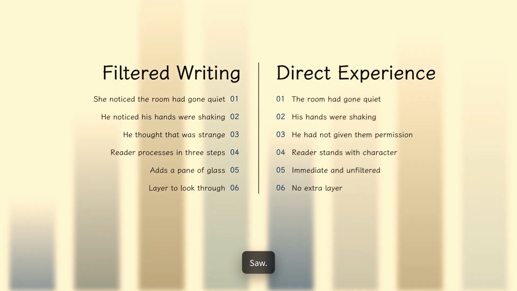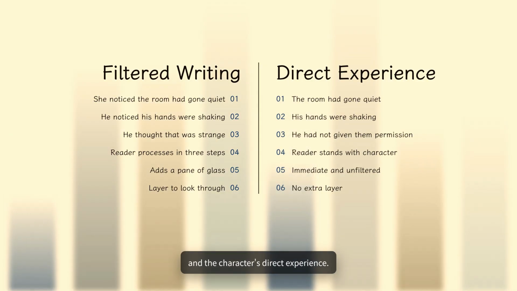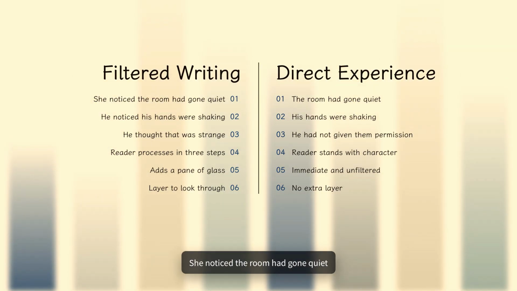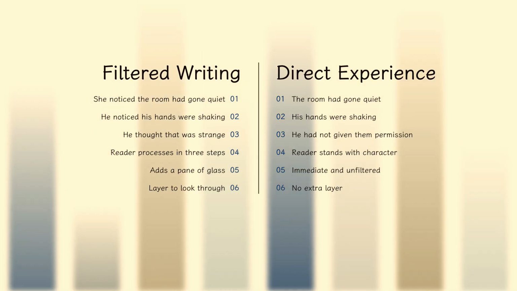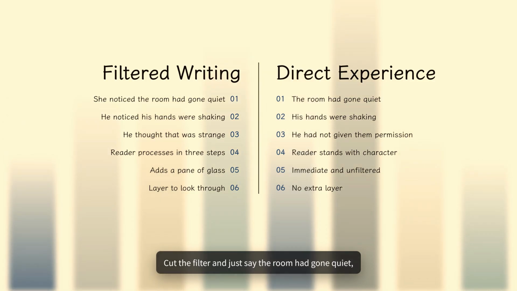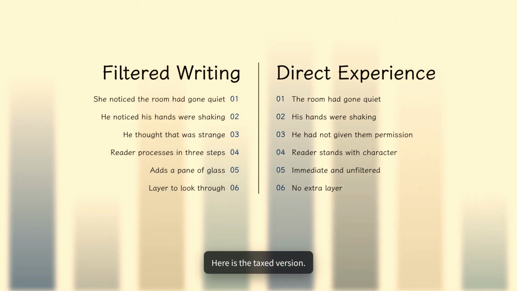Noticed, saw, realized. These words put a pane of glass between the reader and the character's direct experience. "She noticed the room had gone quiet" makes the reader process three steps. She noticed the room quiet. Cut the filter and just say the room had gone quiet, and the reader is simply standing there with her.